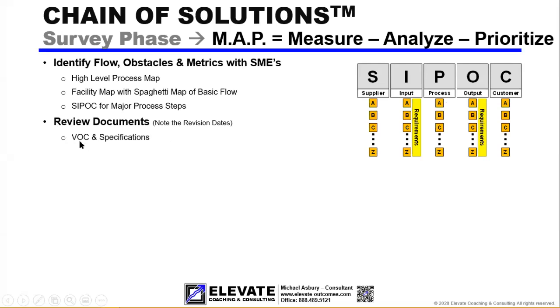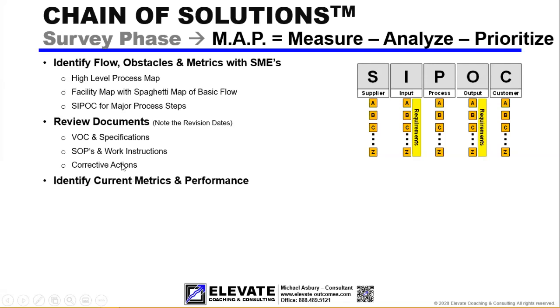So we need to know what the voice of the customer is and the specifications. We need to know the SOPs and work instructions. And we need to know if there are any corrective actions out there. And this gives us really good information on how things are supposed to work and where they flow. Okay. Then we need to identify the current metrics and performance and what are the behaviors that we're using to impact them now. Some of them are going to be good. Some of them are probably going to cause local optima and conflicts within the system.